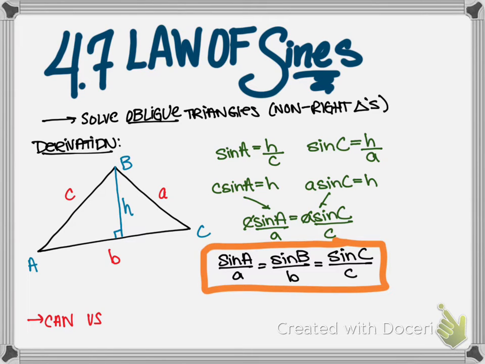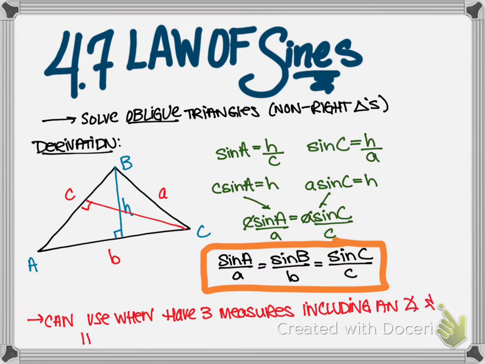We could do this again. Remember, there are three heights of our triangle. So we could have drawn a height from side c, for example, over here, and then used angle B and angle A to derive the law of sines. You don't need to know how to derive it, but it's always a good thing. We can use the law of sines whenever we have three measures in a triangle, including an angle and its opposite side.